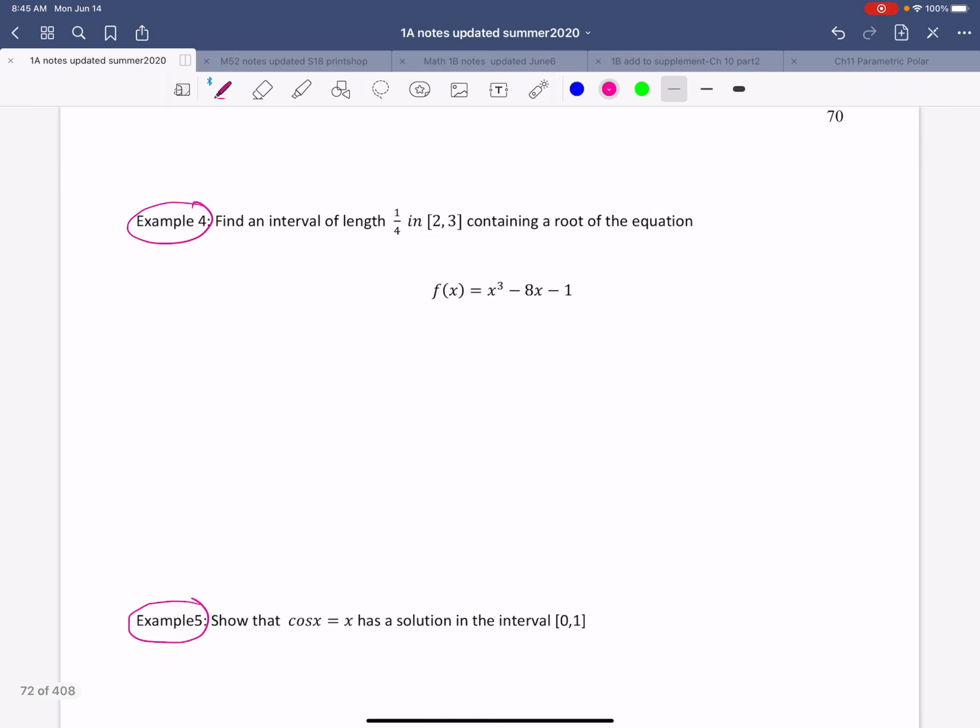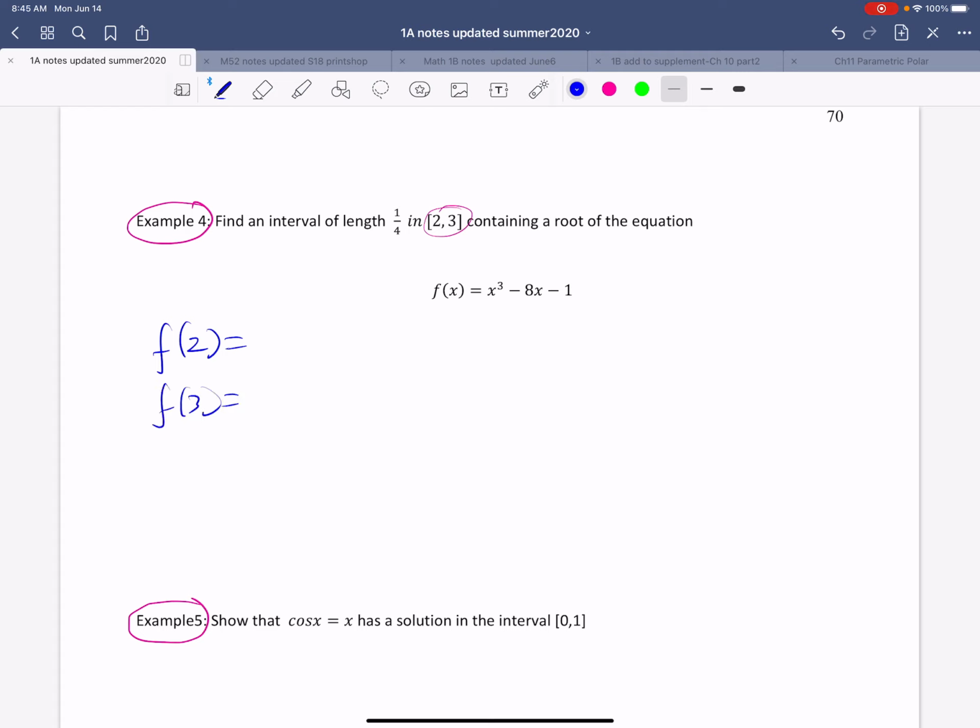Find an interval of length 1/4 in 2 to 3 containing a root of the equation. So we want to find an interval of length 1/4 in this closed interval that has a root for this polynomial. We do have other ways of solving this polynomial, but today we're only going to focus on the intermediate value theorem, and how we can use it to estimate the root or a solution for a polynomial. So I'm going to start with f of 2 and f of 3.